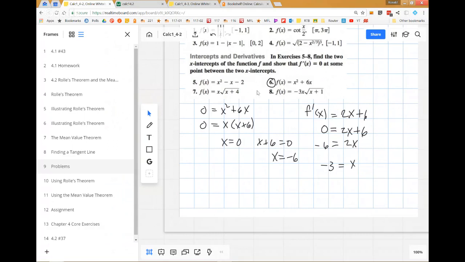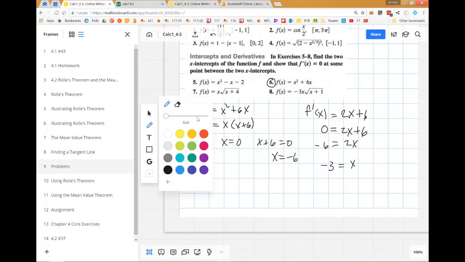Find the 2 x-intercepts. How do you find x-intercepts? How do you find where a graph crosses the x-axis? It's when it's equal to 0, right? Because it's of 0 height. So that's why I wrote this right here.